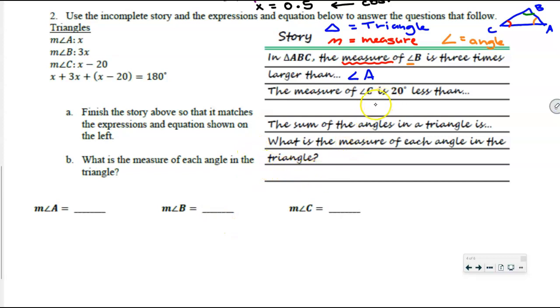The measure of angle C is 20 degrees less than... Let's look at C. C shows x minus 20. That means 20 degrees less than what? Angle A again, yeah. If it were angle B, it would be 3x, but it just says x minus 20. So this is, measure of angle C is 20 degrees less than angle A.